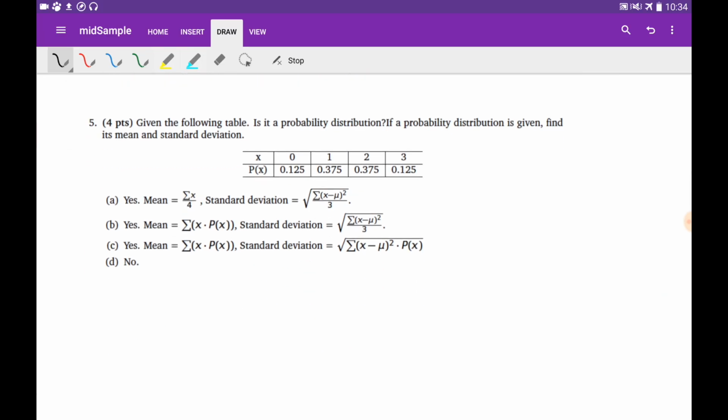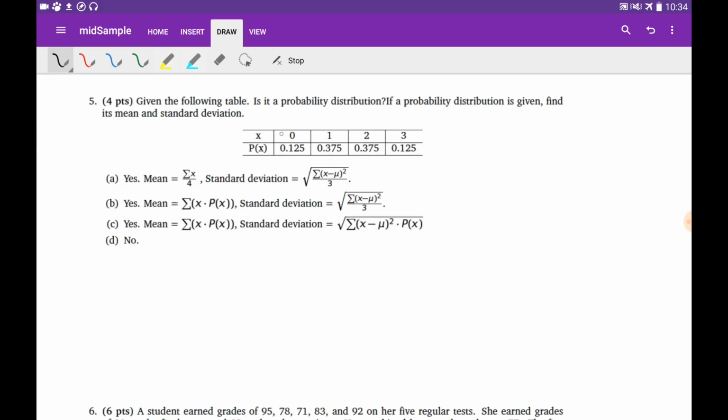Given the following table, we need to answer whether this is a probability distribution table. In order to know this, we need to add all these 4 probabilities. We know that all the probabilities should be between 0 and 1, and the second condition is that the sum should be equal to 1. So let's sum all of this.